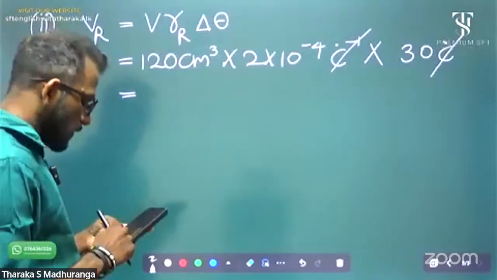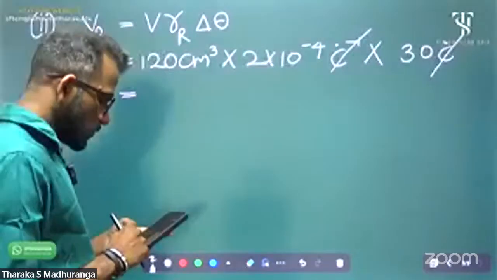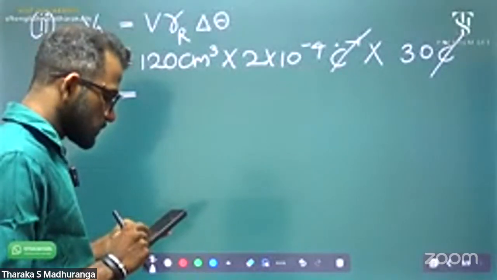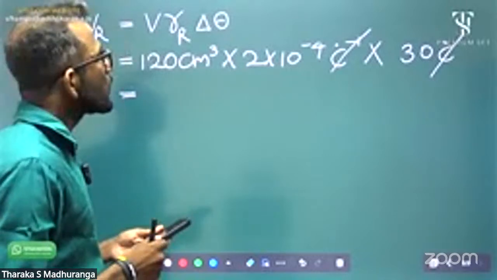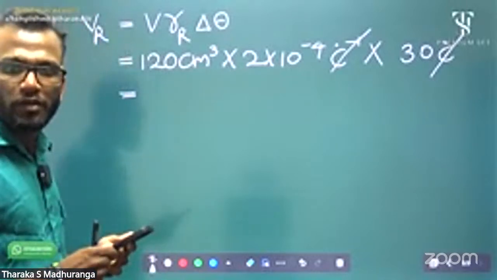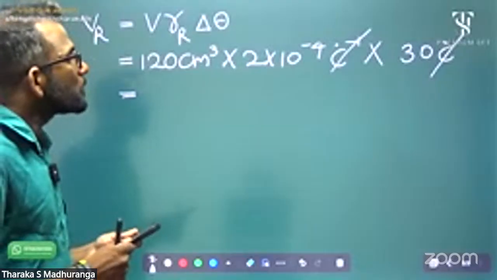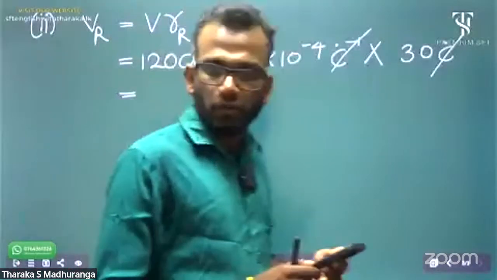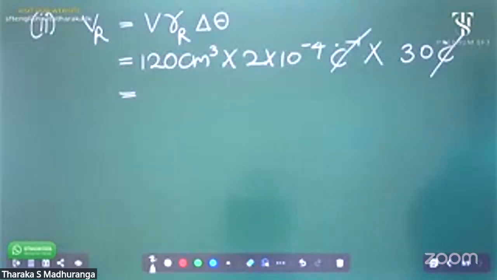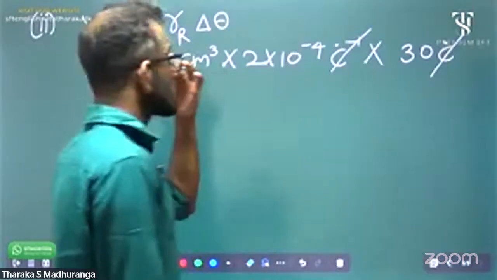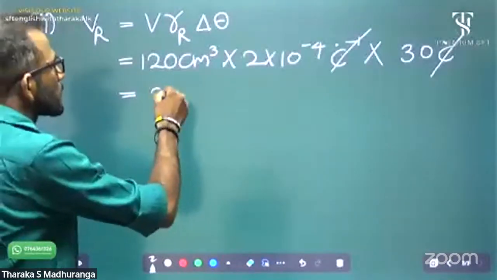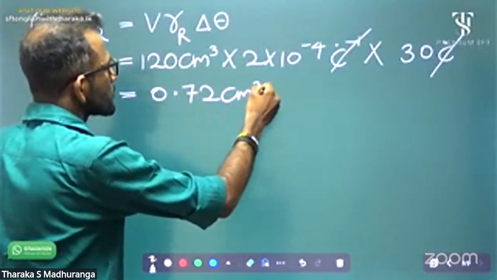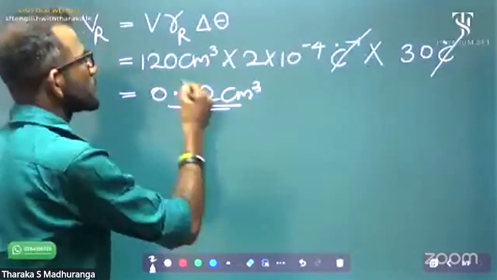120 into 2 into 30. 7,200. 7,200 into 10 to the power minus 4. 0.72, right? 0.72 cubic centimeter. Am I correct?